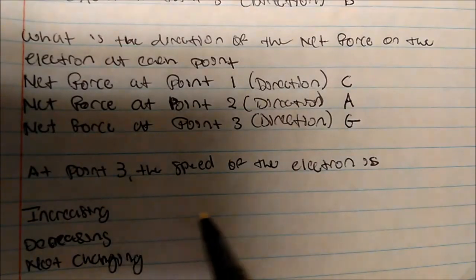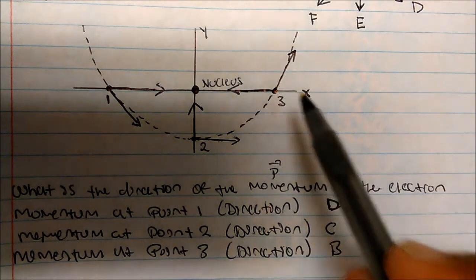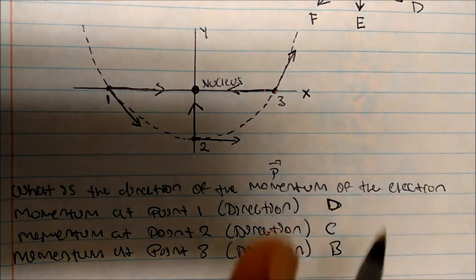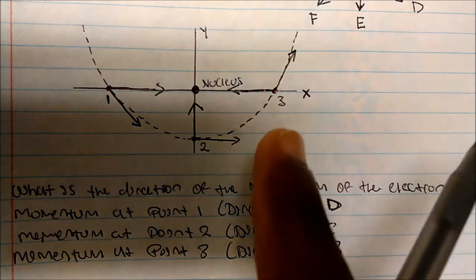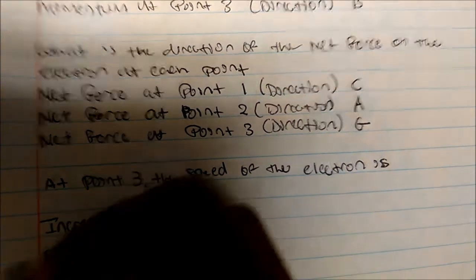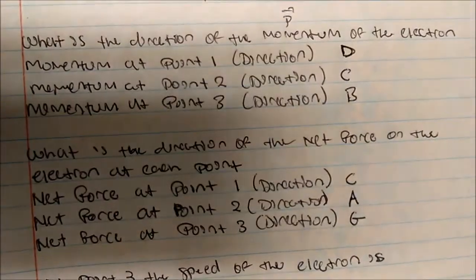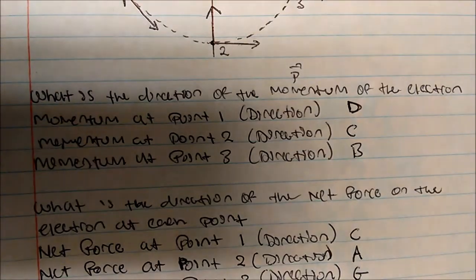At point three, the speed of the electron is what? Is it increasing, decreasing, or not changing? Well, at point three, the electron is approaching zero, and so the speed of the electron is decreasing. So that would be the correct answer: the speed of the electron is decreasing at point three.